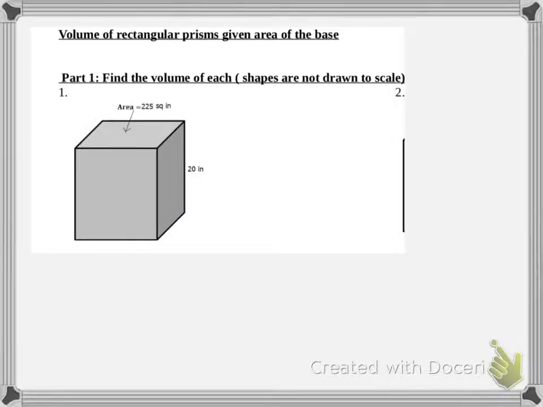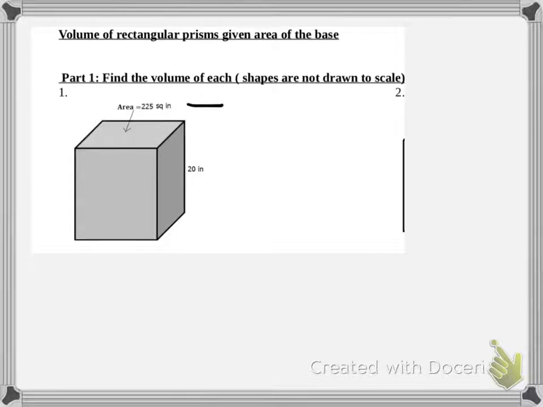Hi, ladies and gentlemen. Today we're going to be talking about how to find the volume of a rectangular prism if we're given the area of the base and the other side length. So you'll notice here we have this rectangular prism, and up on the top here, we're being shown that the area of the top face is 225 square inches.